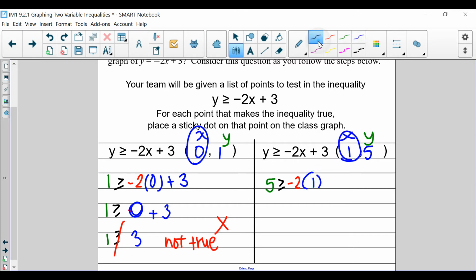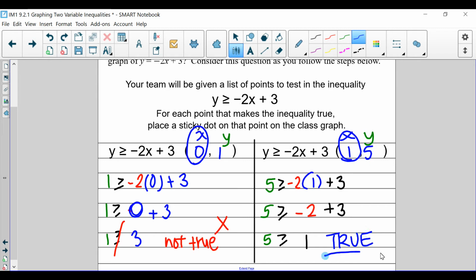And then we'll say plus 3. And what I want you to notice is we put 5 here. Inequality, is this true? This is going to be negative 2 plus 3. Negative 2 plus 3 is going to be 1. Is 5 greater than or equal to 1? We say yes, it is true.